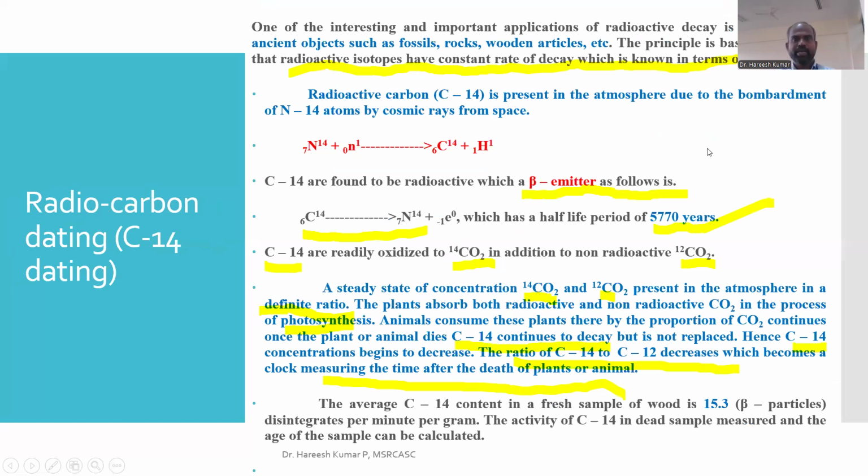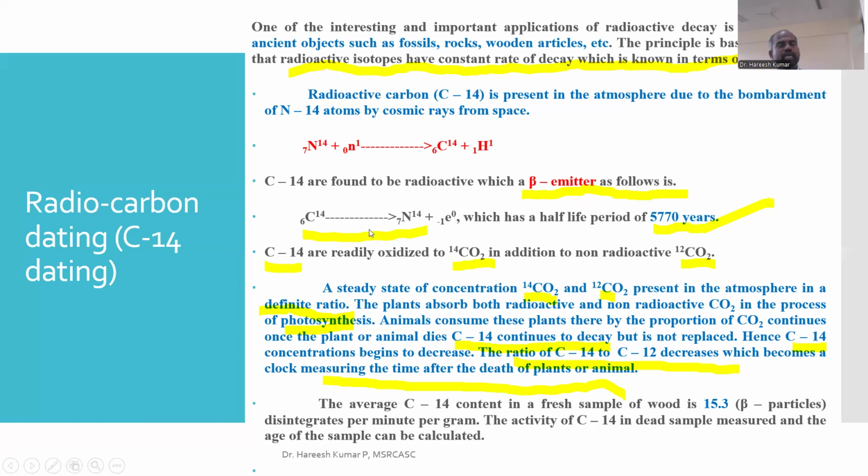Then one of the important applications of radioactivity, more particularly C14, is radiocarbon dating. Radiocarbon dating means finding out how old a plant or an archaeological idol is. It is also useful in finding out the number of years since the death of an animal or plant by using carbon 14 data.